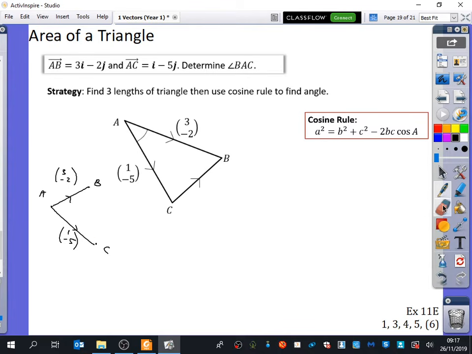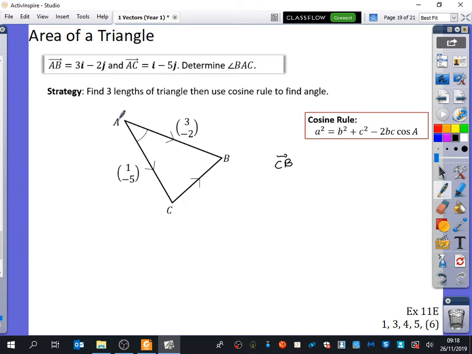So we need to find out what the lengths of all of these sides are. But before I find the lengths of these sides, I don't know the vector of this side that I've got here. How could I work out the vector of CB using the diagram that I've got here? What pathways would I take, Nabil? Minus C to A and A to B. Yeah, I could go from C to A and then from A to B.